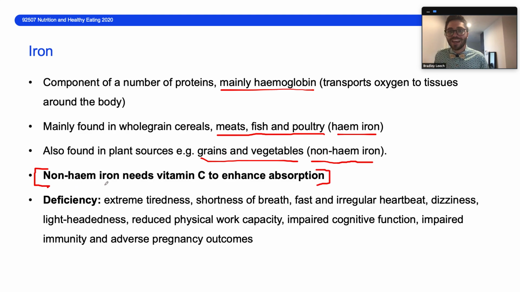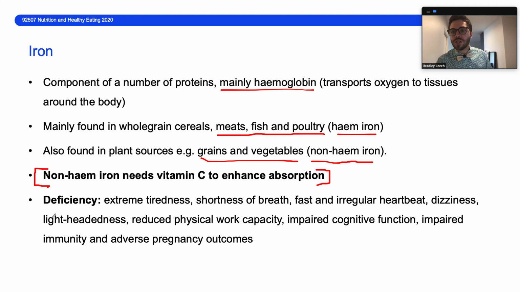Non-heme iron is needed. Non-heme iron needs vitamin C to enhance absorption. So when you consume non-heme iron, such as spinach, adding vitamin C rich foods such as lime or lemon can actually support with the iron absorption.